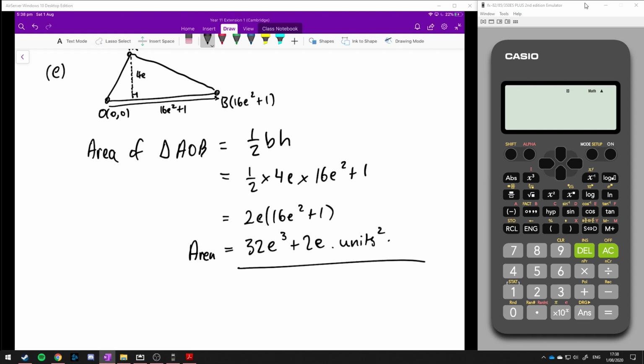So, a quite tricky problem, but something that we can 100% do. The only thing that's really different is that these e's are popping up. Now remember that e is just a number, and we can treat it just like a number, or just like an algebraic letter. It doesn't matter too much, because we could substitute e back in, so 32e cubed plus 2 lots of e, and say it's equal to 648 units.